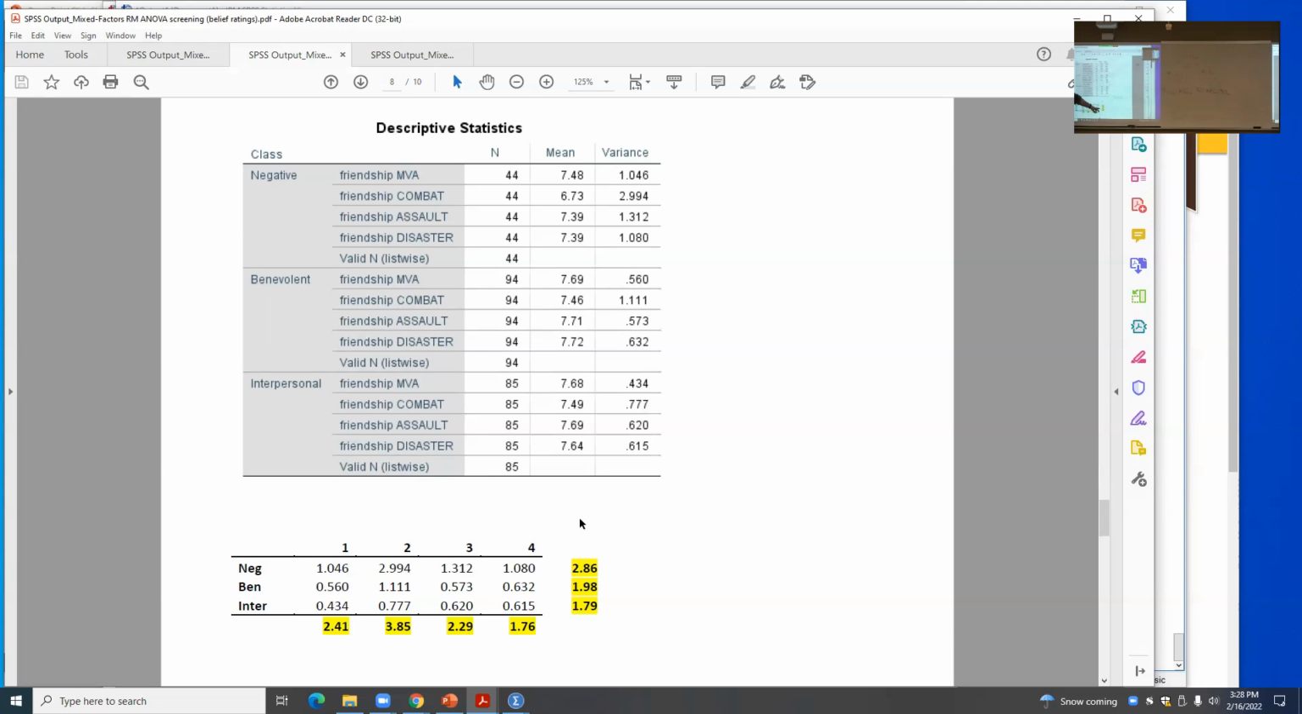Same thing if I calculate an Fmax across groups for my benevolent group, right? If I take 1.111 and divide it by 0.56, that gives me an Fmax of about 2. I do the same thing for interpersonal. And so these are Fmax statistics that give me a sense for homogeneity of variance across repeated assessments that SPSS is not going to give me.